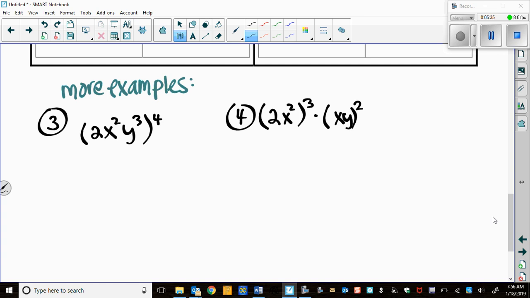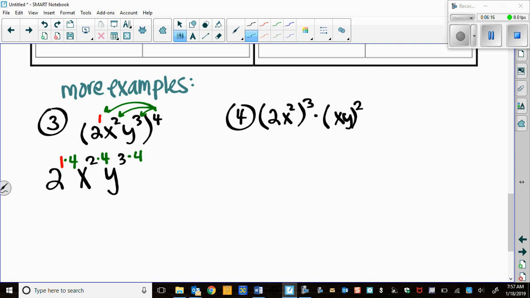So number 3, I'm not going to do the expanded version. All I'm going to do is show you the shortened version. I'm going to write 2 to the first power here so that I can show you what I'm going to be doing with that. I'm going to distribute the exponent 4 to every term inside. So I'm going to copy down 2, technically that's to the first power. I'm going to multiply that by 4. X to the second power, I'm going to multiply by 4. And y to the third power, I'm going to multiply by 4.